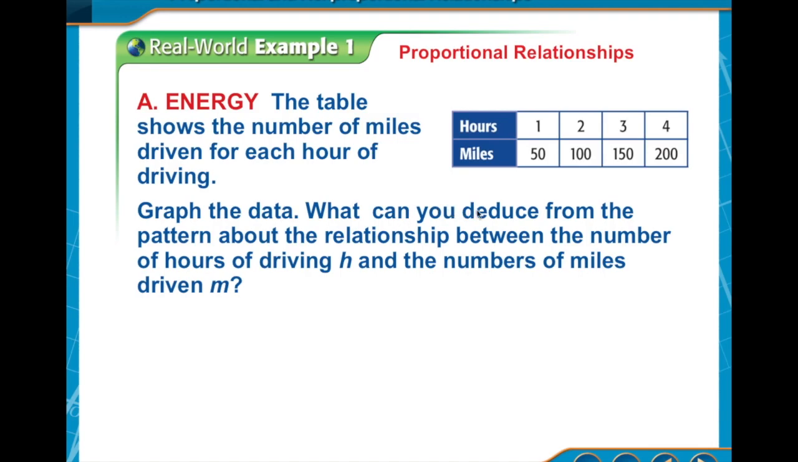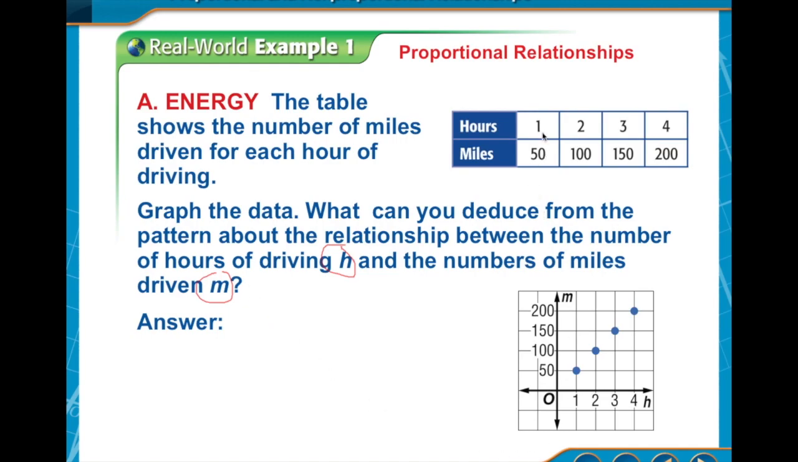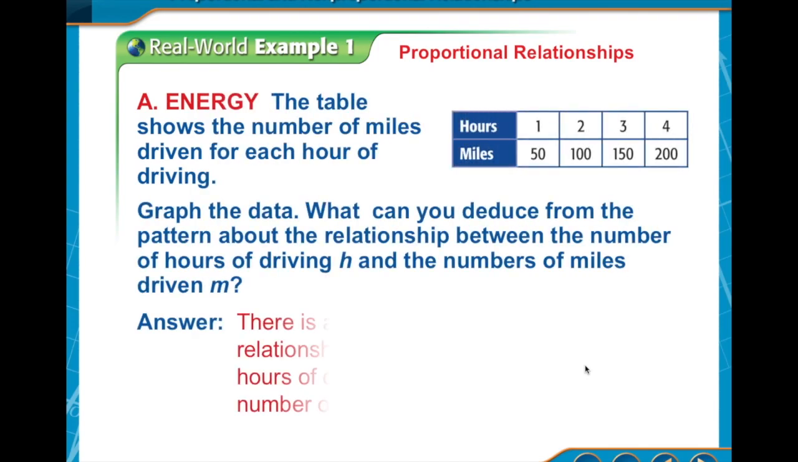The question asks us, what can we deduce from the pattern about the relationship between the number of hours of driving, used with the variable h, and the number of miles driven? We'll call that m. We want to know what's happening between these two variables. If we plot these points, we get a graph like this. Now please have this down. Looking at these points, we see there's an upward trend to the right. If we wanted to connect those with a line, we would see it goes through the origin and up to the right. We could figure out the slope of that as well if we wanted to.